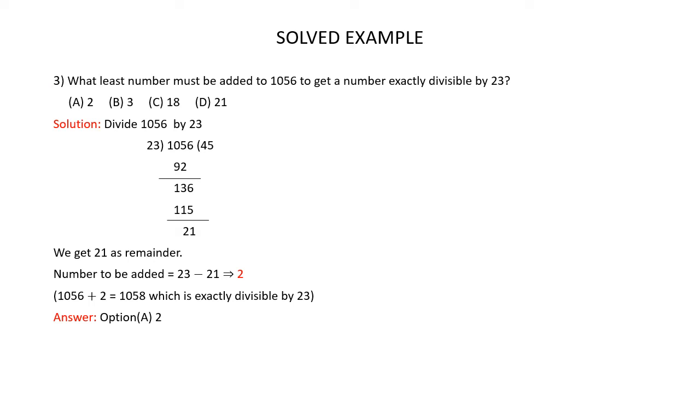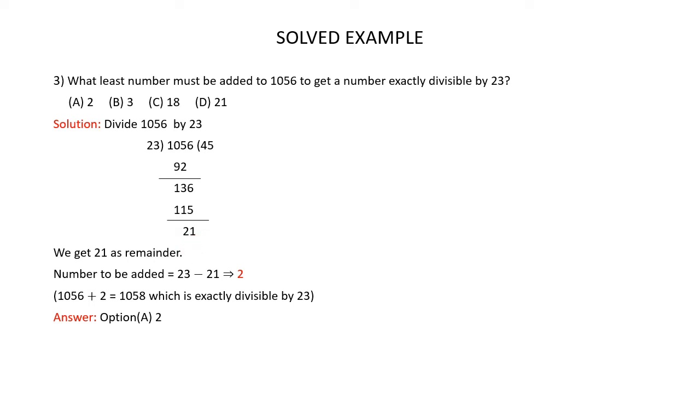Question 3. What least number must be added to 1056 to get a number exactly divisible by 23? You are given 4 answer options. You have to find out which of these numbers must be added to 1056 to get a number exactly divisible by 23. So first divide 1056 by 23. When you divide 1056 by 23, you get 21 as the remainder.